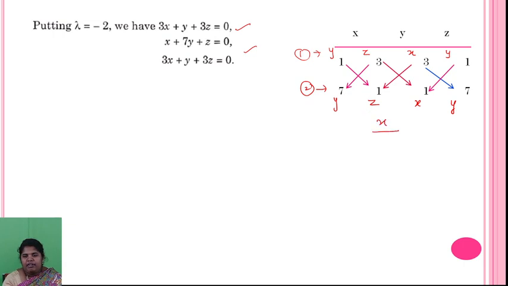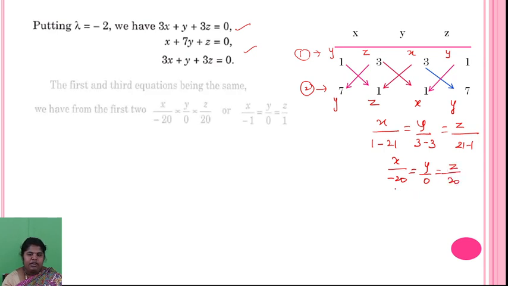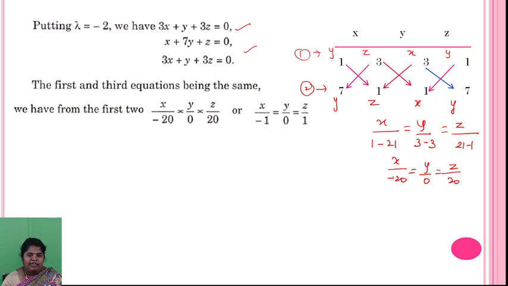So x divided by 1 minus 7, 3, 21. Y divided by, taking the cross multiplication, 3 minus 3. Z divided by 21 minus 1. So we get x by minus 20, y by 0 and z by 20. Divide by 20 throughout. We get x by minus 1, y by 0 and z by 1. So the eigenvector is minus 1, 0, 1.